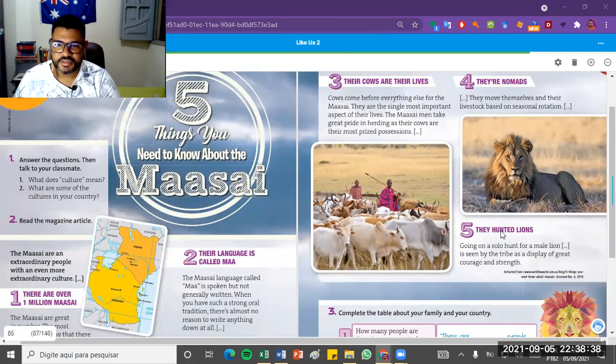5, they hunted lions. Going on a solo hunt for a male lion is seen by their tribe as a display of great courage and strength.